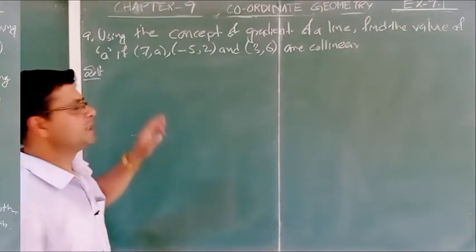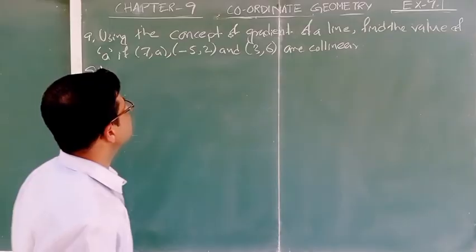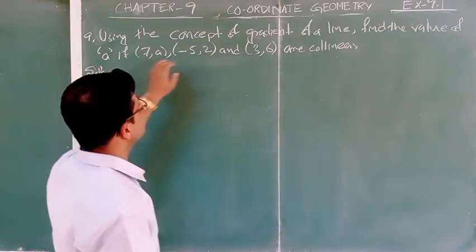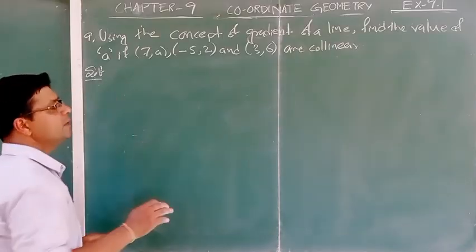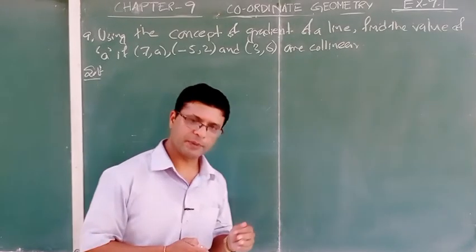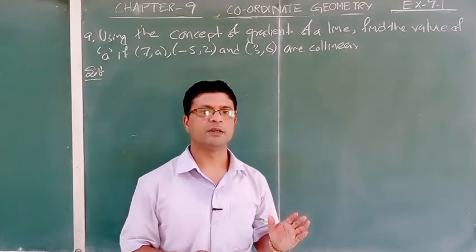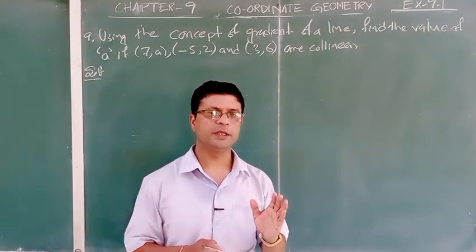Have you understood this? Now let us read question number 9. Using the concept of gradient of a line, find the value of a if these 3 points are collinear. Now in question number 9 also, and question number 8 also, we observed that if the points are collinear, then the gradient of the line joining any 2 points is the same.